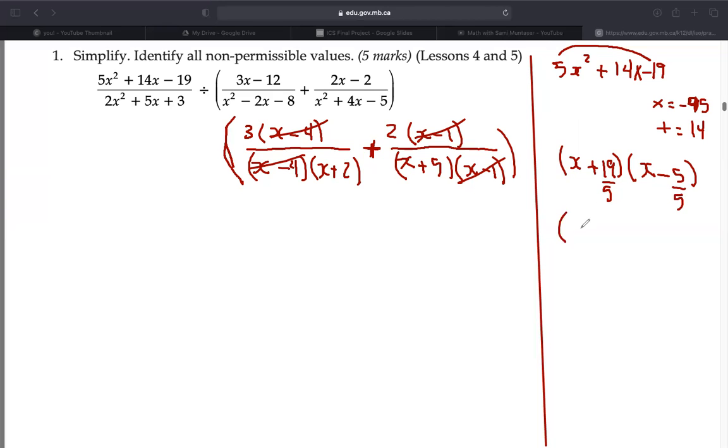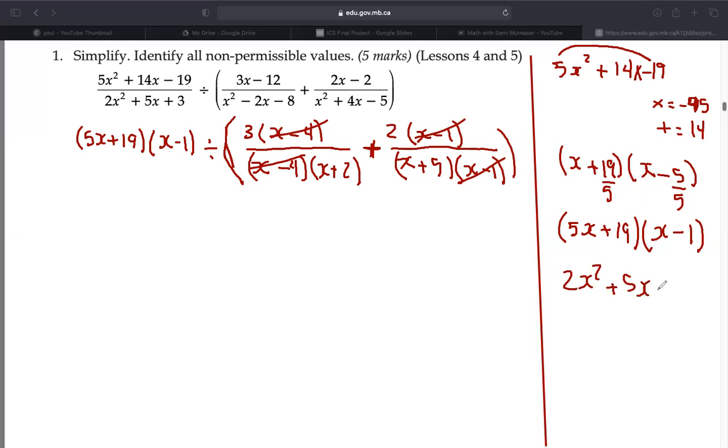Now here they don't divide, so I just stick the 5 in front of the x plus 19. And then here divide, so it gives me 1. And that's the factor for that one. So that's 5x plus 19 and x minus 1. And the bottom is what multiplies to give me 2 times 3 is 6 and adds to give me 5. That's 3 and 2.